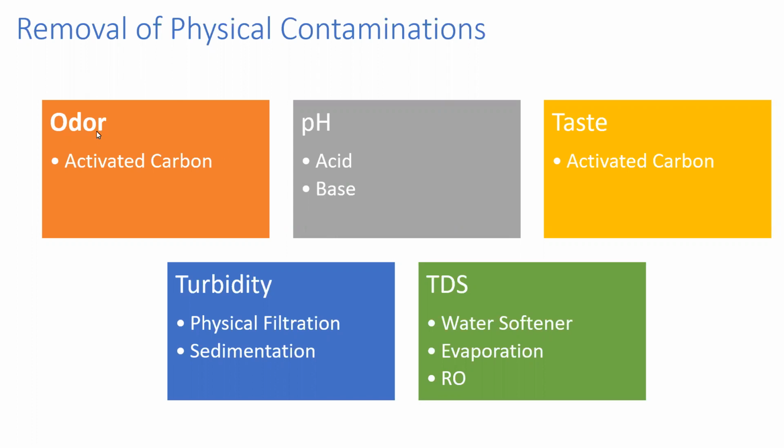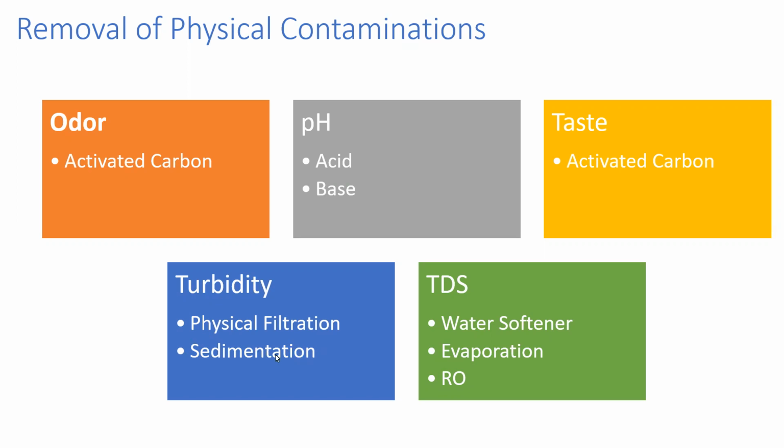Generally, for odor removal, we use activated carbon. For pH regulation, we use acid and base. Sometimes we also use electrolysis to change the pH of the water. For taste improvement, again, we use activated carbon. For turbidity removal, we do physical filtration. Turbidity is generally suspended particles, which make the water look dirty. So we do physical filtration, and many times we use sedimentation and filtration.